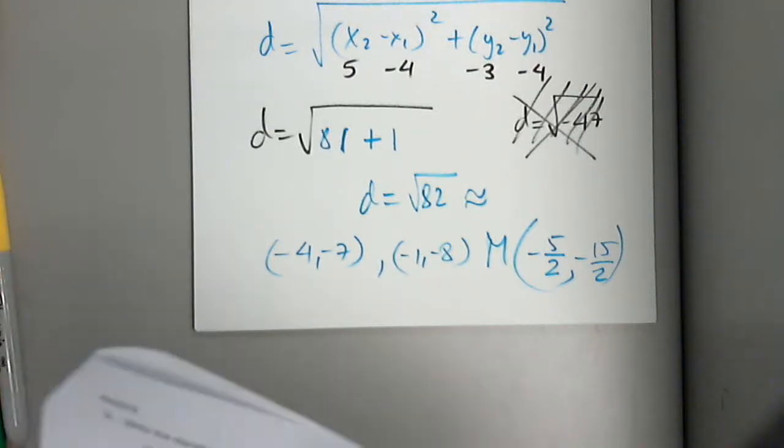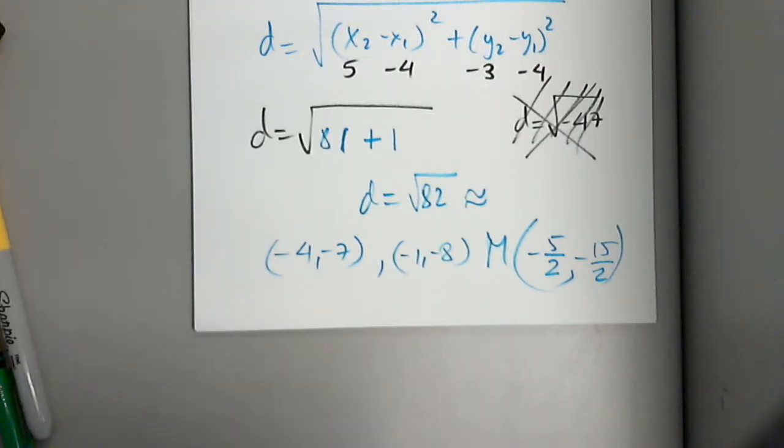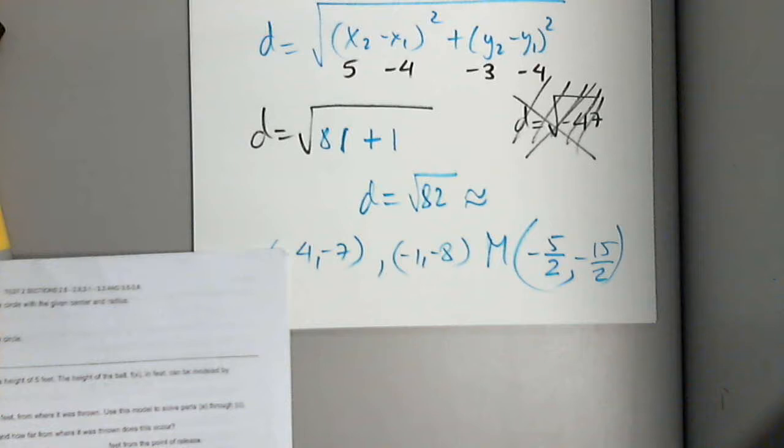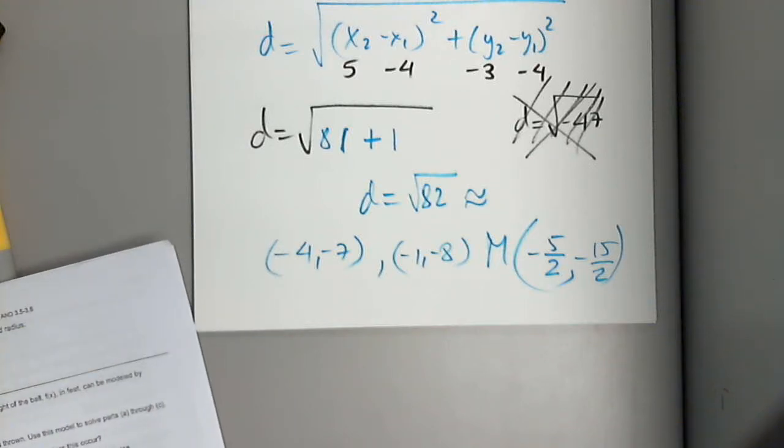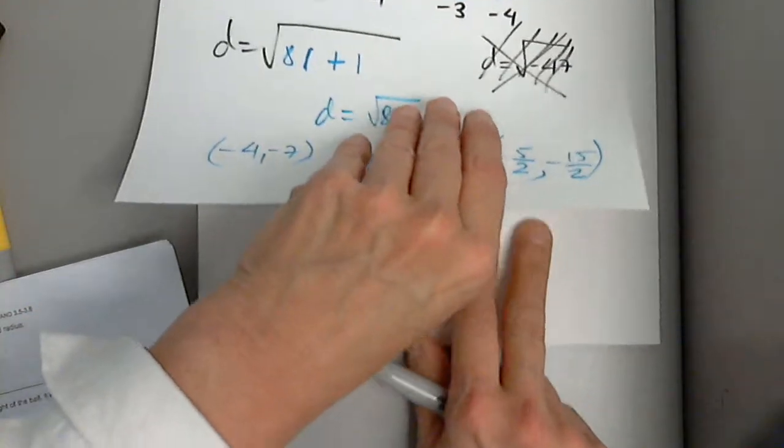Any questions? Yes? It's the average of x values. We add up the x values and divide by 2. And the average of y values, we add the y values and divide by 2. Any questions here? Is this okay? Yes? Okay, very good.